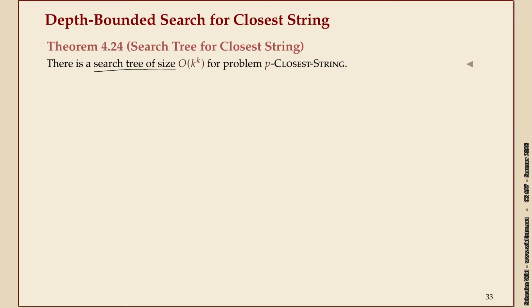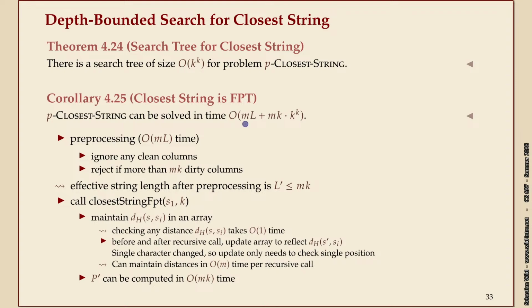And with the code as given, you don't get the strongest bound, but what you can do is overall time m times L, that's the input, and then plus a factor m times k for each recursive call in the worst case. And where this comes from is from the following ideas.